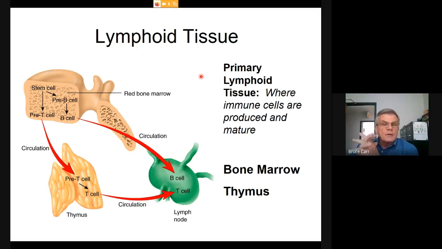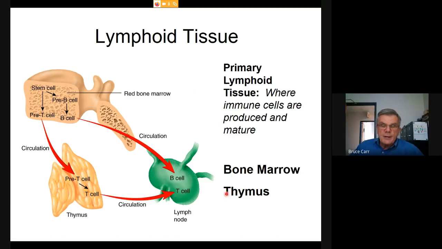Let's now talk about lymphoid tissue specifically. And the overall anatomy is very straightforward. Let's get to the function. First of all, I want to make a distinction between primary lymphoid tissue and secondary tissue. The primary lymphoid tissue is where the immune cells are produced and where they mature. And that includes two tissues, bone marrow and thymus.